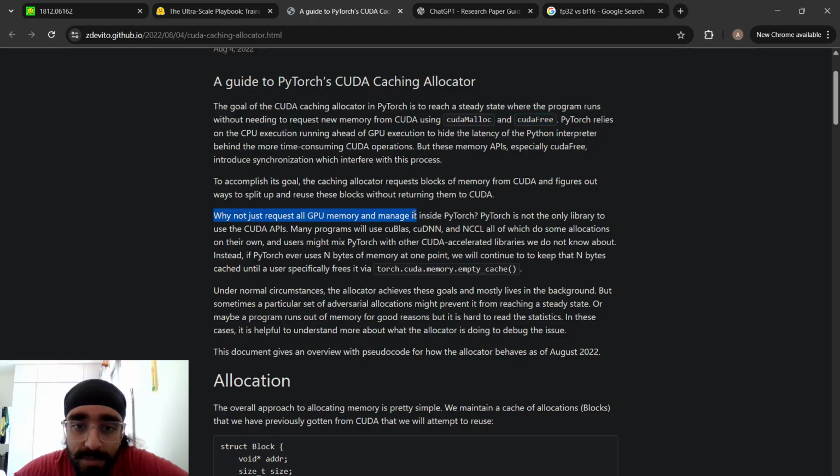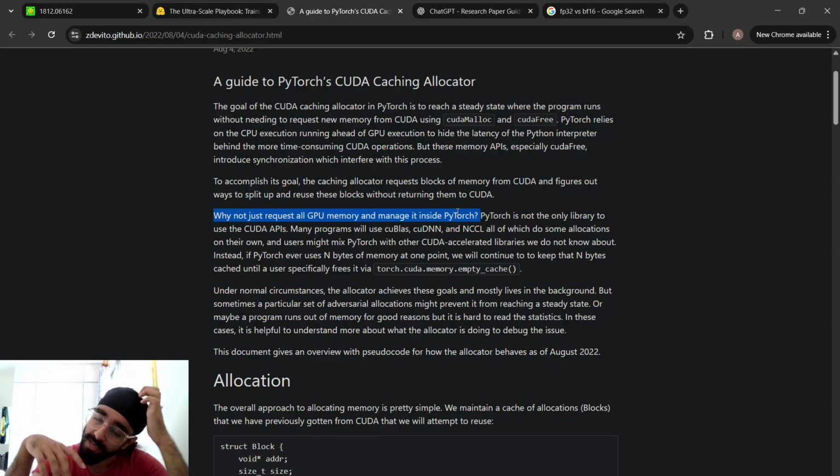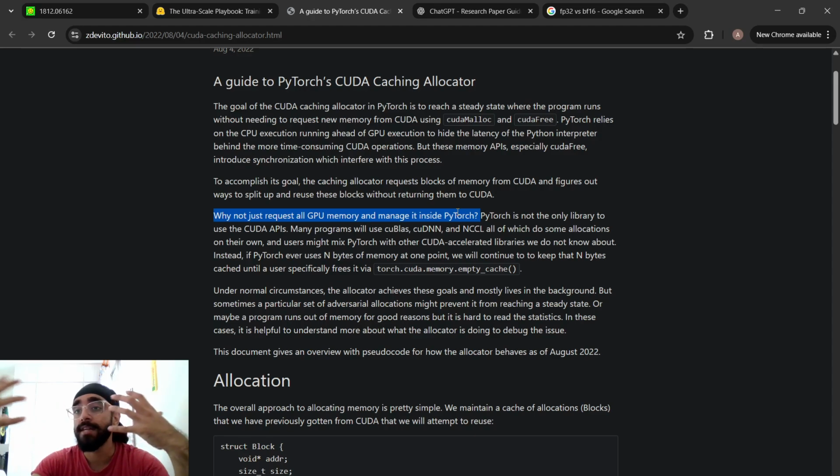Why not just request all GPU memory and manage it inside PyTorch? Yeah, so this is what TensorFlow does by default. And this is irritating because sometimes you have other libraries like cuDNN or cuBLAS, Cutlass, all of these libraries, which do not know what is happening with TensorFlow, right? Let's say your GPU has 80 GBs of VRAM. TensorFlow already takes control of the majority, like 78 GBs of that VRAM. So what is left is just 2 GBs. But there are also other libraries like Cutlass, cuBLAS.